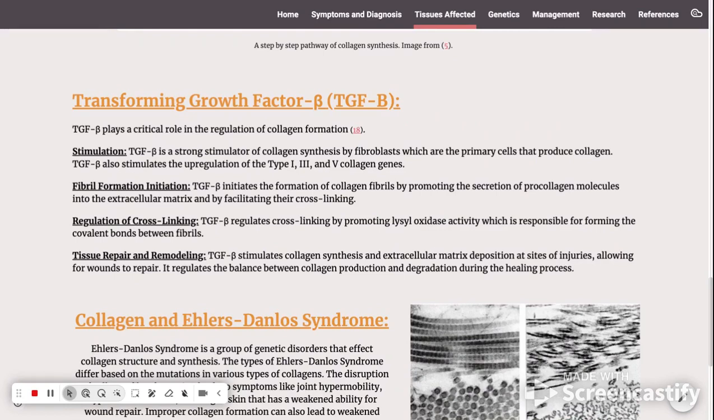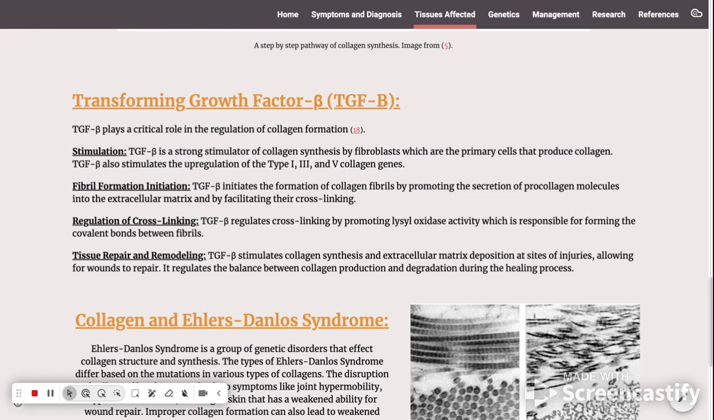But for collagen, TGF-beta has an important role in its production. Basically, it's going to stimulate the initial collagen synthesis by upregulating genes such as the COL1A1 and COL1A2 genes. It's also going to initiate the fibril formation and regulate the cross-linking that happens between those collagen fibrils to then make the bigger collagen fibers.